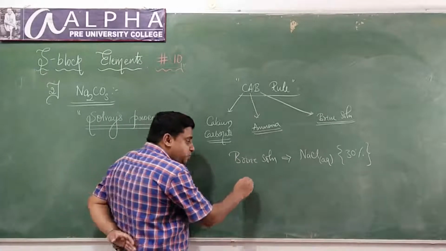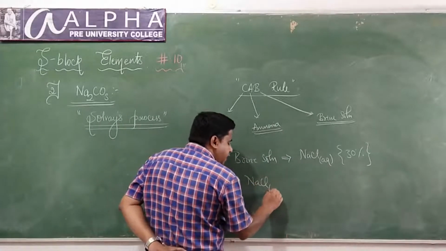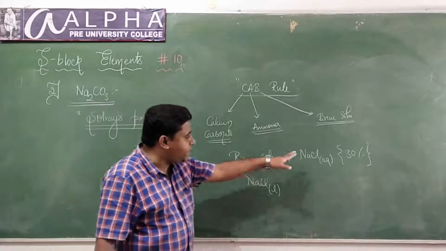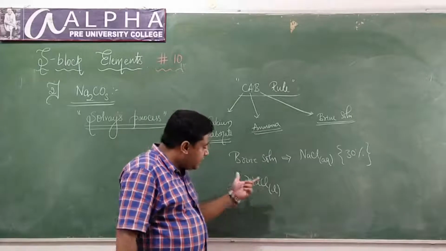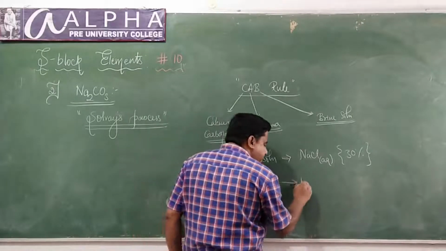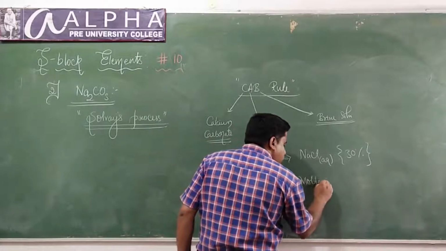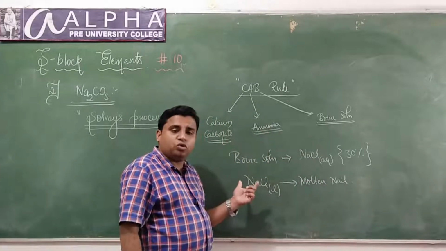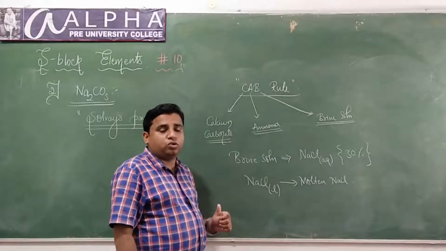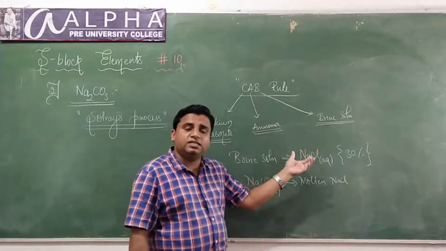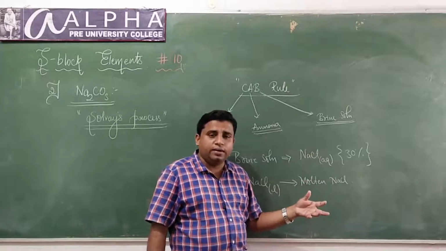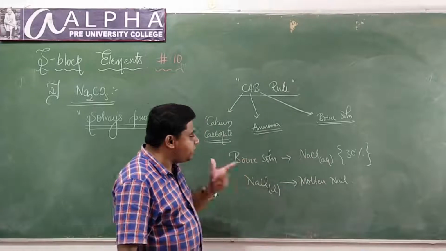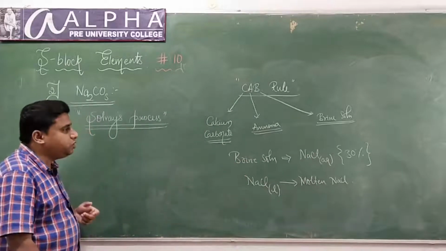There is a difference between liquid sodium chloride and aqueous sodium chloride. What is the difference? Liquid sodium chloride means molten sodium chloride. When sodium chloride melts, the molten sodium chloride is called liquid sodium chloride. But when sodium chloride is dissolved in water, that aqueous solution of sodium chloride is called brine solution. Understood?